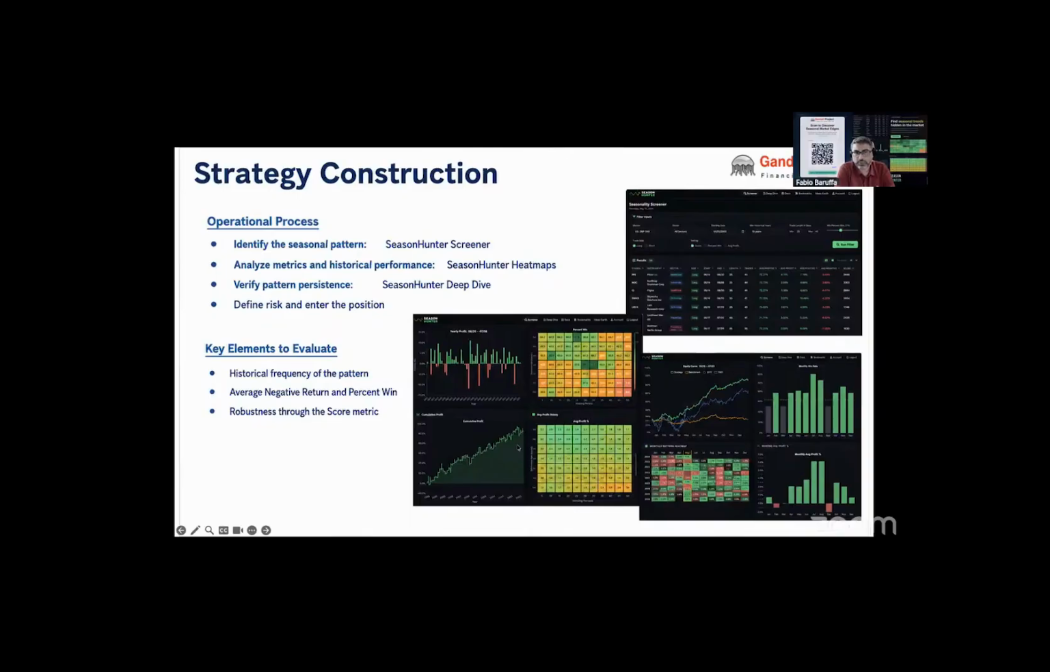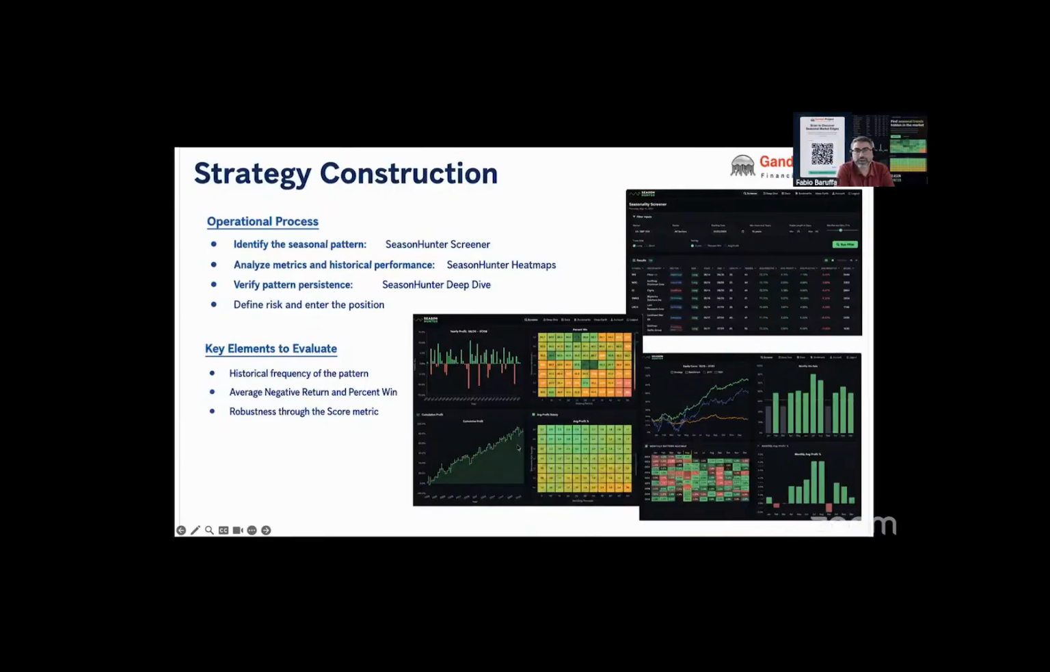Then you can make a deeper dive and verify the persistence. And then you have identified your trade, you put in the bookmark, and then you can go and open your trade. The key elements here, and Giovanni, I think you agree with that, you can add your point. But for me, it's important to see the historical frequency of the pattern.